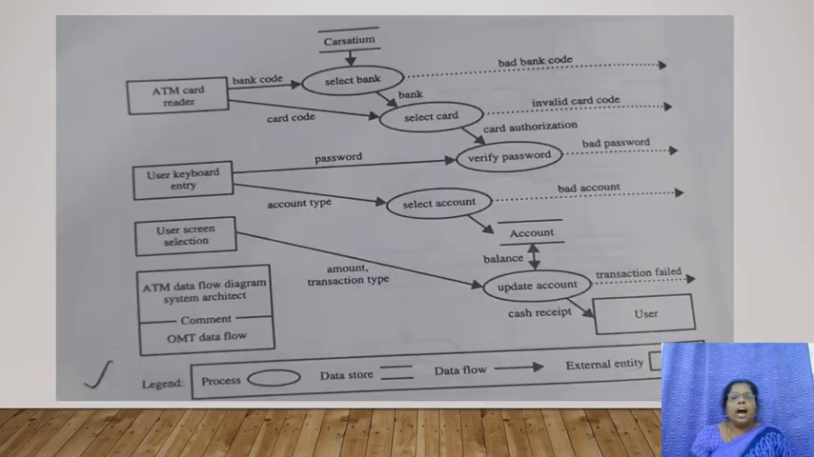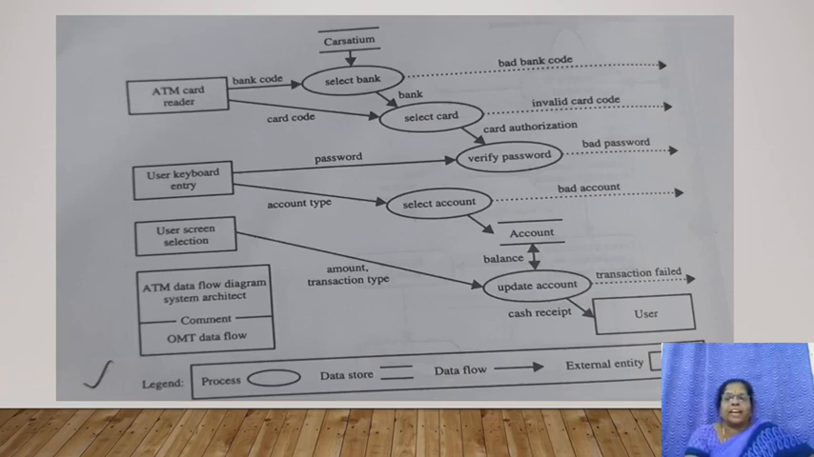So in the object modeling technique functional model, we can take an ATM card reader as an example. First we take the ATM, and we check the ATM card reader. It will check, select a bank. The bank code is correct. We have to select the card. So we select the bank, and if the card code is correct, automatically we go to the next process.